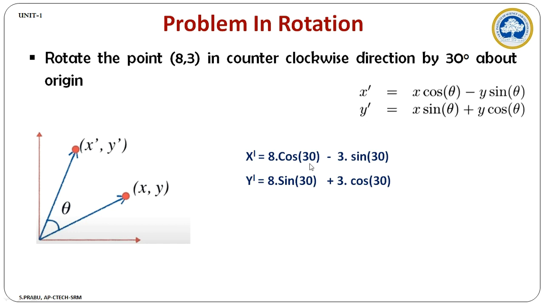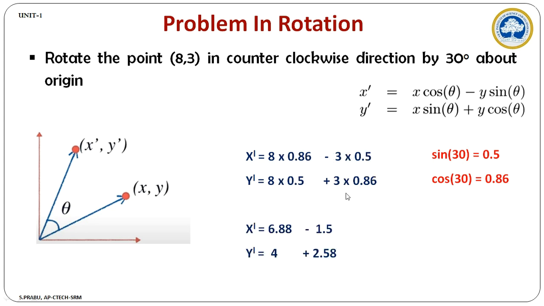Using a calculator, you can find what cos 30 and sin 30 are. Sin 30 is 0.5, cos 30 is 0.86. So apply these values in this formula. You can get this one, and after simplification you can get x dash equal to 5.38 and y dash equal to 6.58. After rounding off you can get 5, 7.